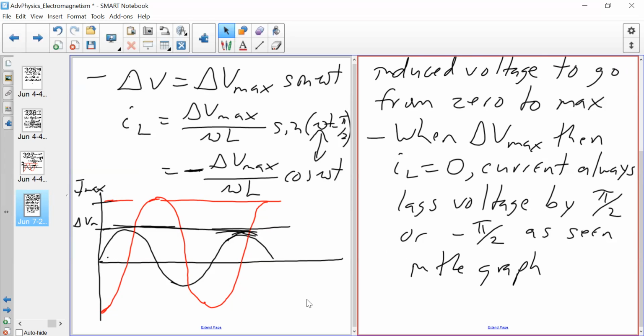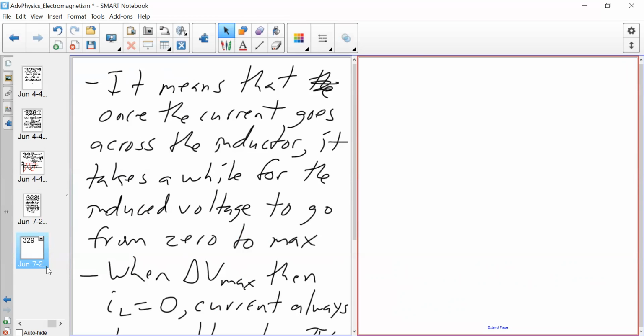So that's our graph. And then we have the phasor diagram that shows the same thing in vector form. So we have this here. This vector represents the maximum voltage, and this would be the voltage across the inductor. This is basically the magnitude of the voltage, the delta V max, the amplitude of the voltage, the maximum amplitude.